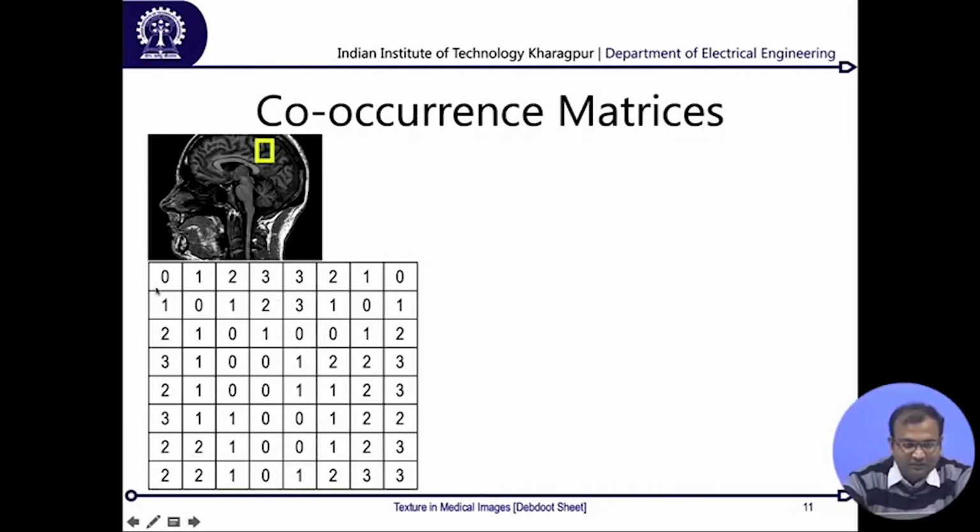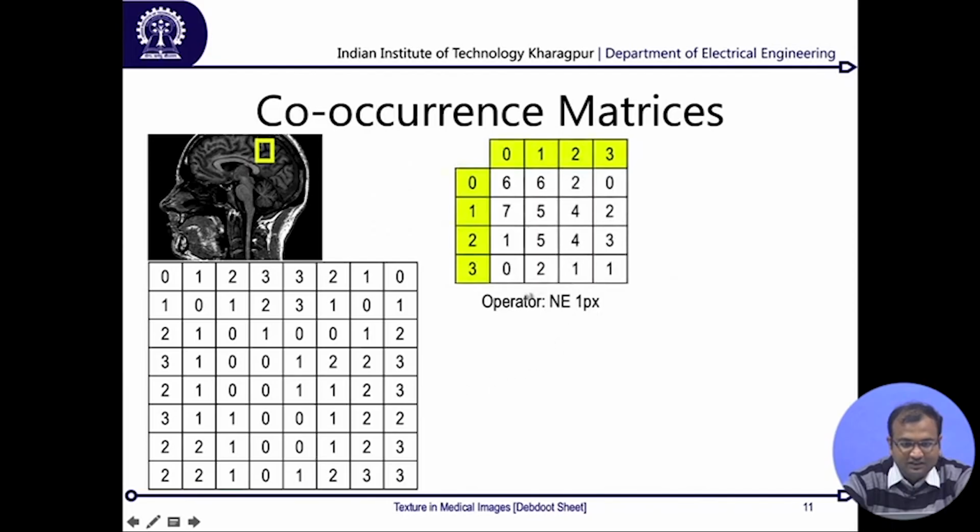So let's look at one particular region, this small region over here. This is a small 8 cross 8 region which I am looking at, and this is the kind of intensities I would be seeing on it. Now from there, let's take an operator called a northeast 1 pixel pointing. What that means is, if you are standing at one particular pixel location, you need to take an operator which will relate this pixel location to this location. So that's my northeast, and it's 1 pixel.